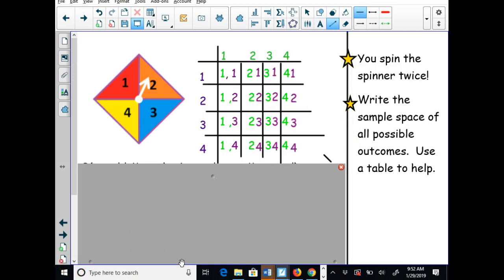So what's going on now, just to sum up, we have a spinner here. 1, 2, 3, 4, we're spinning it twice. What should you know? Anytime you do anything twice, make a grid like I did. The green represents our first spin. The purple represents our second spin.